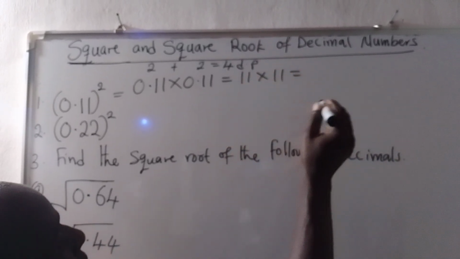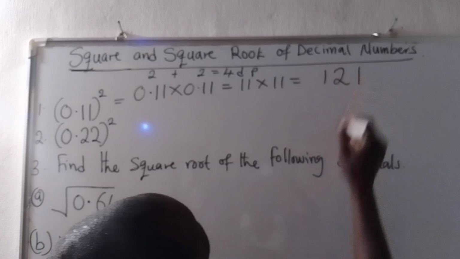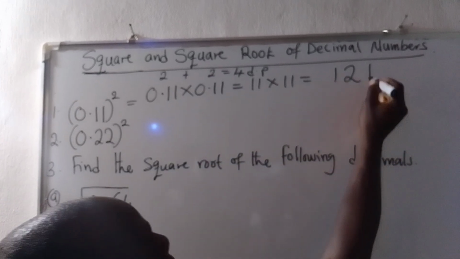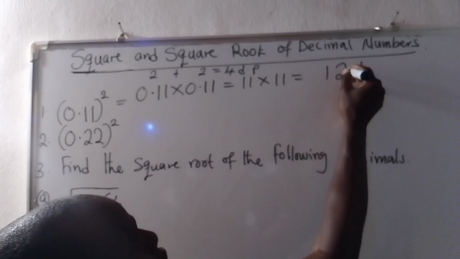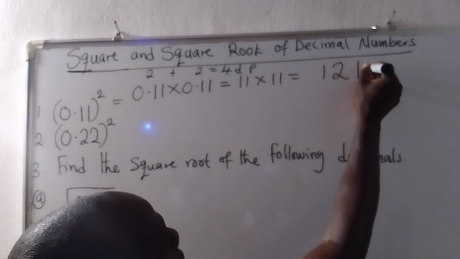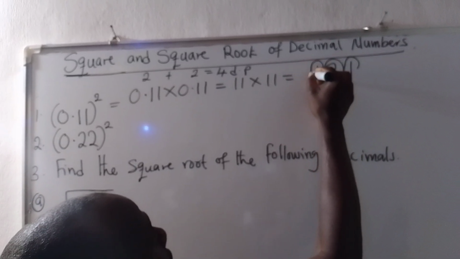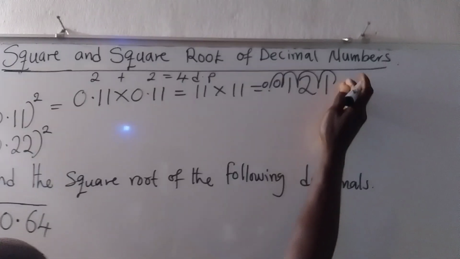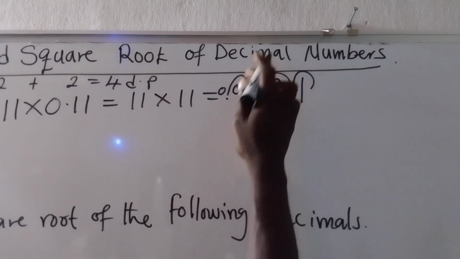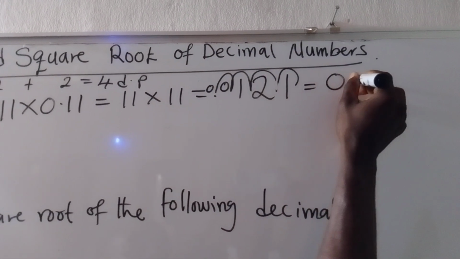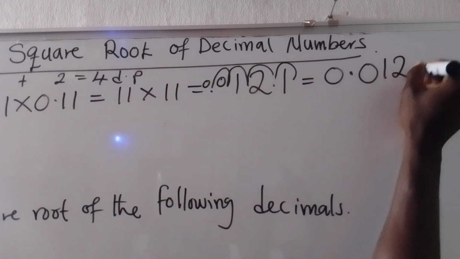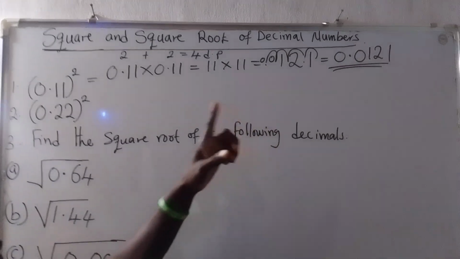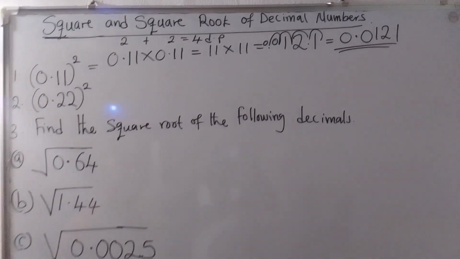So 11 multiplied by 11 will give us 121. Remember our decimal point has 4 decimal places. So we count from the right hand side, 1, 2, 3, 4. We have 0 here, we have the point, we have 0 here. So from your right hand side you move 4 decimal places. 1, 2, 3, 4. So therefore our answer is 0.0121. So the square of 0.11 is equal to 0.0121. As easy as possible.